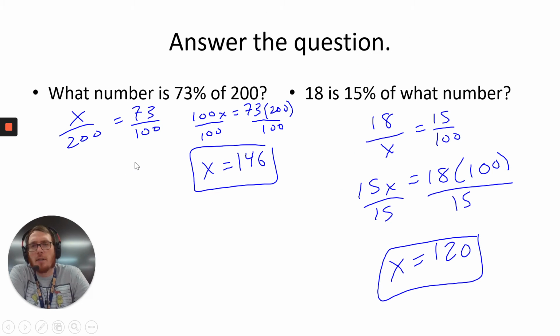Okay, the next one, 73% of 200. That'd be x over 200 equals 73 out of 100. Or, I'm sorry, 100x equals 73 times 200 if I cross multiply, and then divide by 100 to find it. So I did just the proportion on this question to find 146. On the second one, similar for the proportion: 18 is out of something, equals 15 out of 100, cross multiply and solve. Your work would look something like these two scenarios as you're solving if you're going to use the percent proportion.